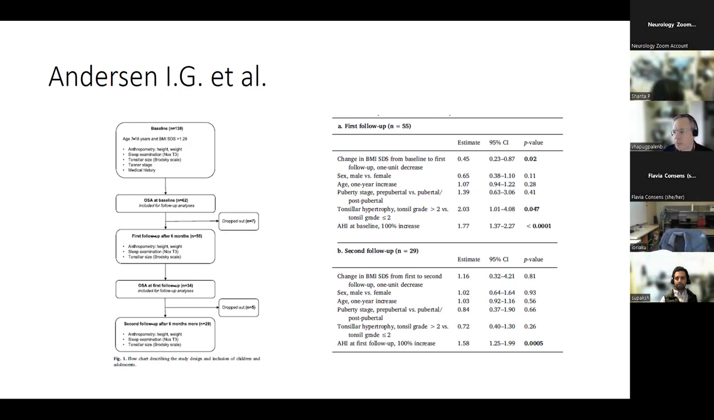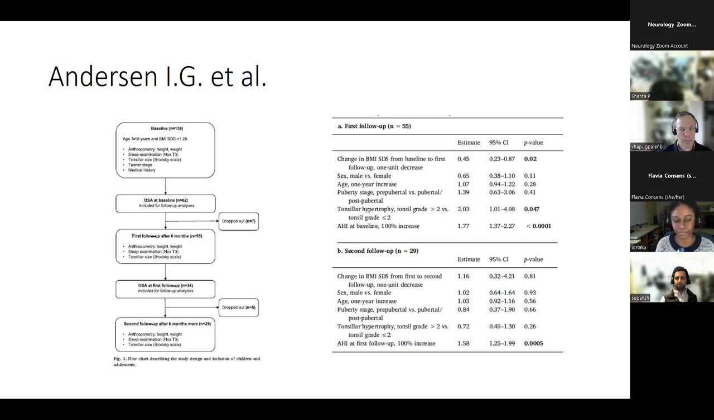What they found was they had 62 children, and a total of 55 children attended the first follow-up, and then 29 children who had residual OSA attended the second follow-up at 6 and 12 months. Essentially, by the end of the study, the AHI had normalized through weight loss for 27 out of 62 children, so about 44% of them.